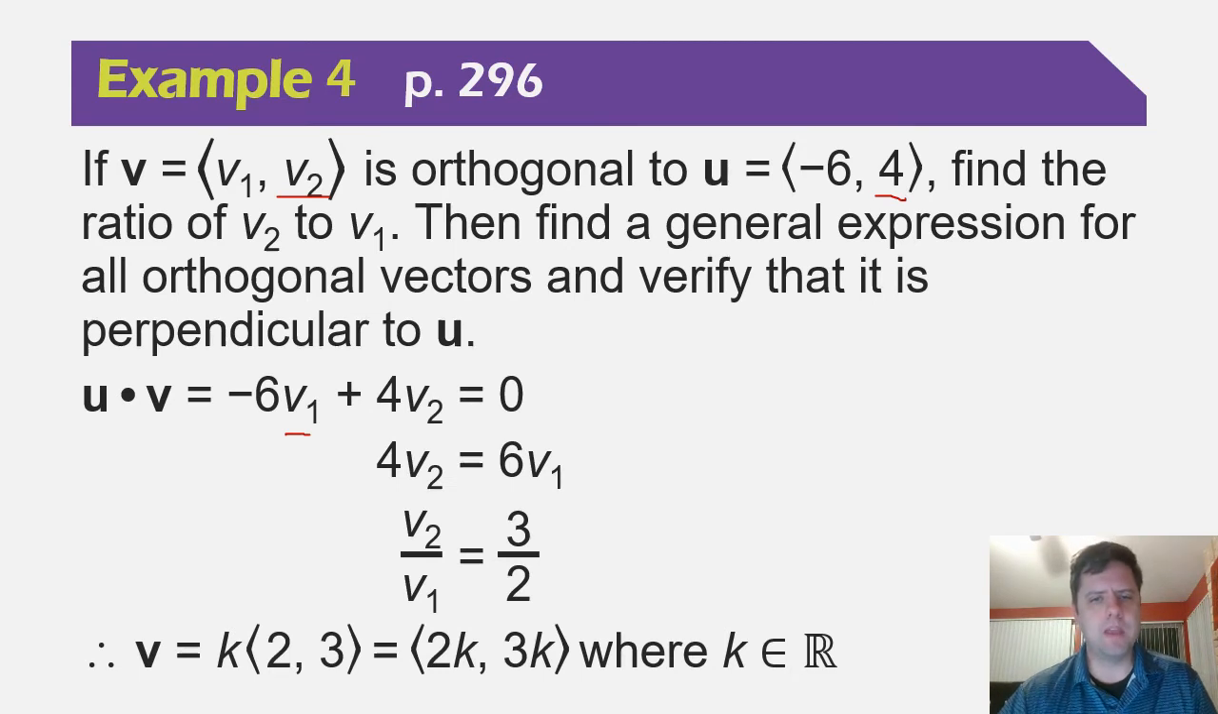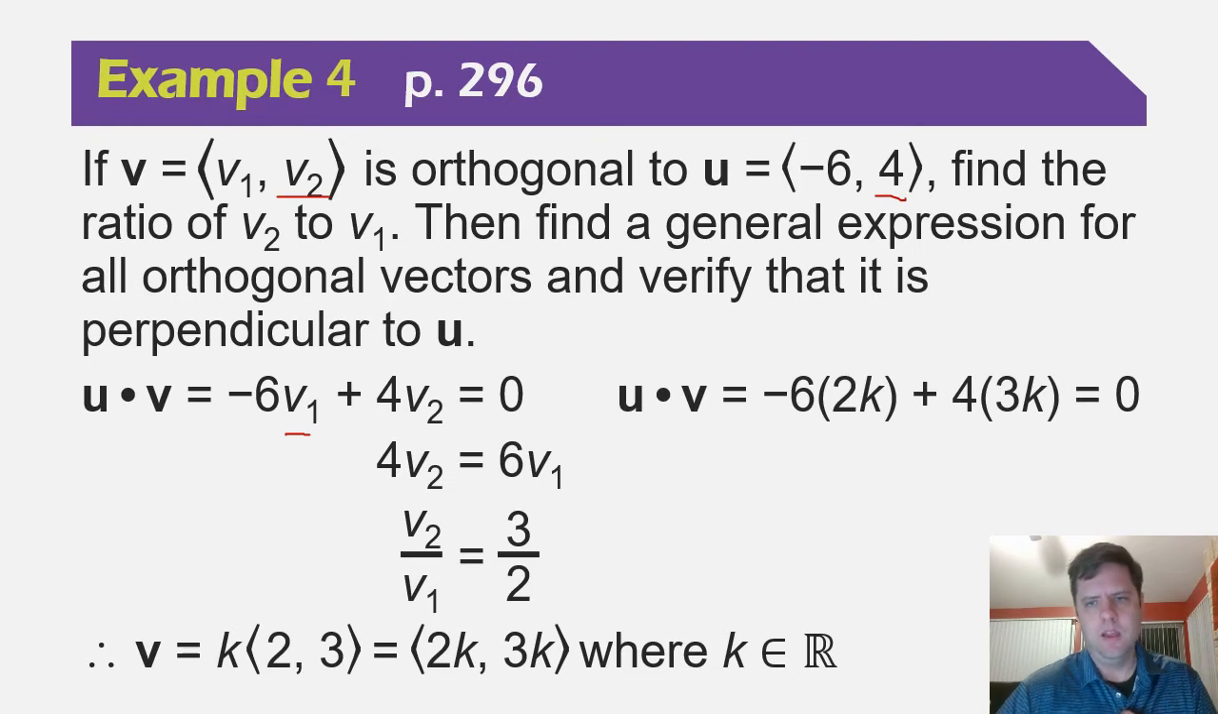So we could make a constant here, k, times the 2, 3, where we have 2k and 3k, where k is all real numbers. And then you can just show this to be the case. So -6 times 2k plus 4 times 3k, well, you notice you get -12k plus 12k, which equals 0. So the ratio here is 3 to 2.